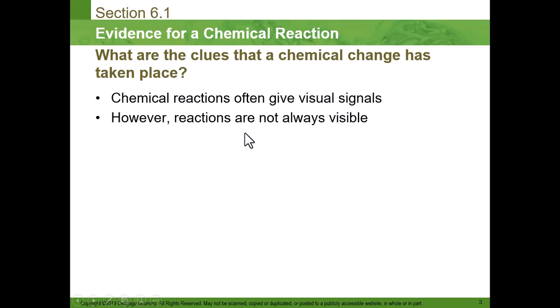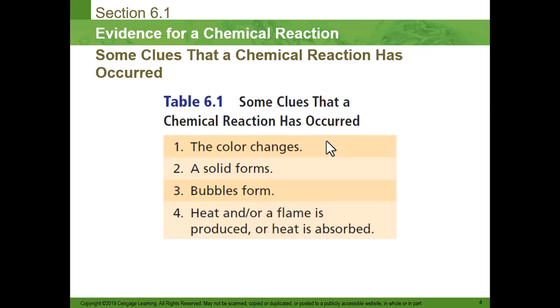However, reactions are not always visible. Some of the reactions are not visible. Even if they have occurred, you cannot see this with your naked eye. You have to go to the world of the very small in order to see this. And then we are continuing with some of the clues that a chemical reaction has occurred in table 6.1.